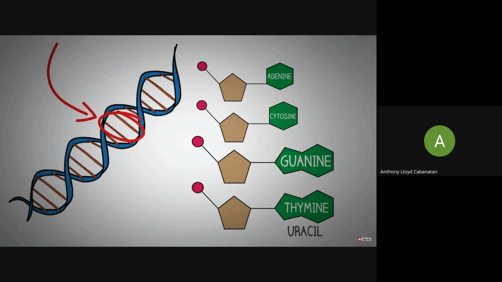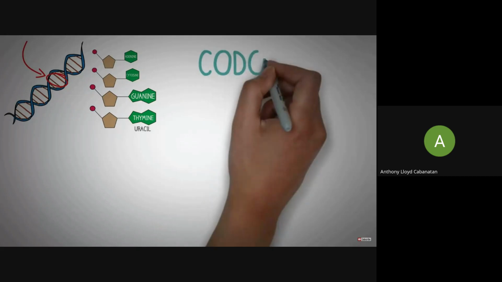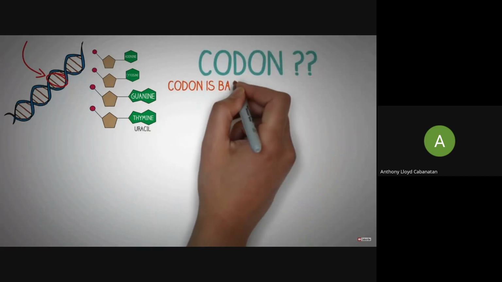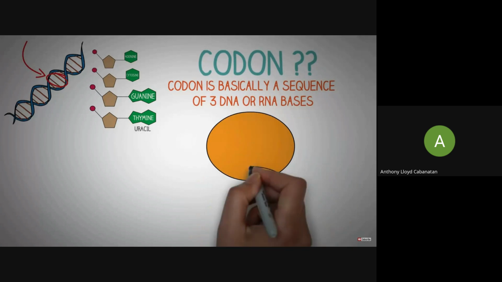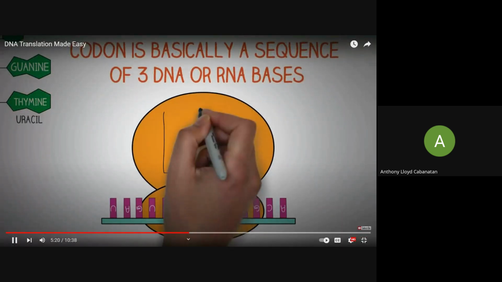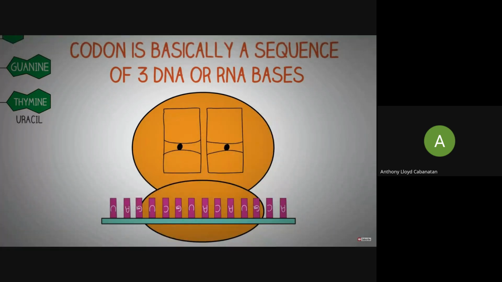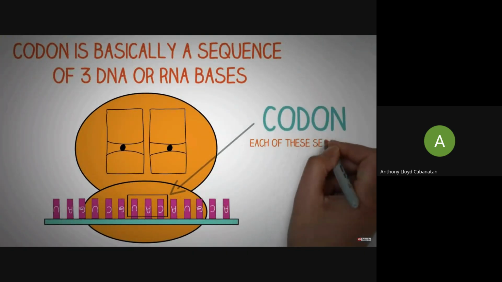Now, the cornerstone to understand the process of translation is to understand what is a codon. A codon is basically a sequence of 3 DNA or RNA bases. When a mRNA goes inside our ribosome, the ribosome does not read individual bases, but rather these sequences of 3 bases which are known as codons. Each of these sequences of 3 base pairs corresponds to a specific amino acid.